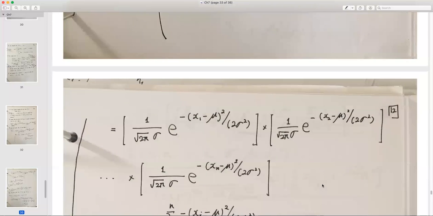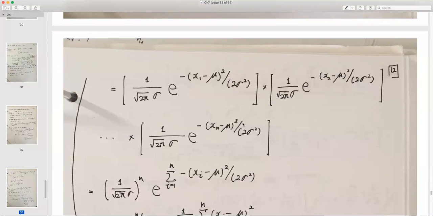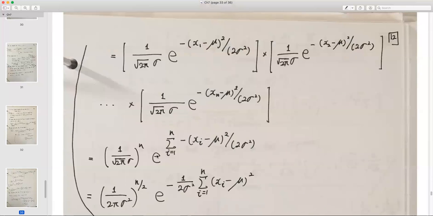So now then, since each sample data follows the normal distribution, each probability distribution can be expressed like this. Okay. So combining them, we're going to get this. By the way, 1 over square root of 2 pi sigma, we multiply by 1 over square root of 2 pi sigma, n times. So we get 1 over square root of 2 pi sigma to the nth power.